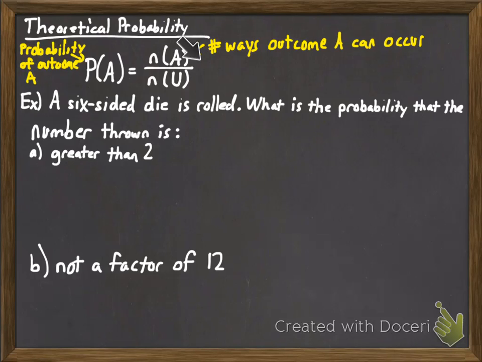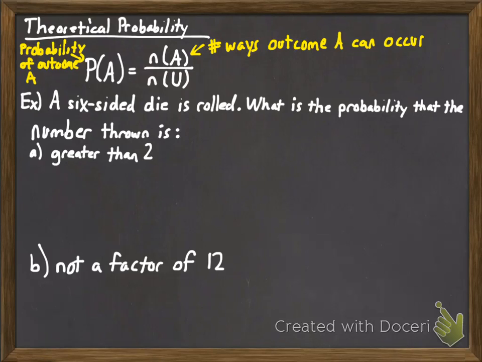Then the next thing you need to know is what this N of A means, and what it means is the number of ways that outcome A can occur. So if you happen to roll a die that has 20 sides, and I want to know what the probability of an even number is, well, 10 of those 20 numbers will be even, and so that would be the number of ways that that outcome could occur.